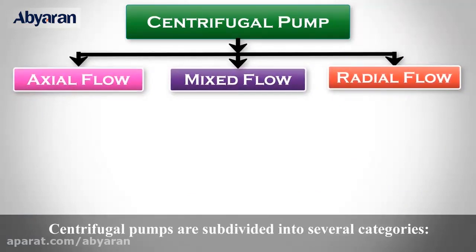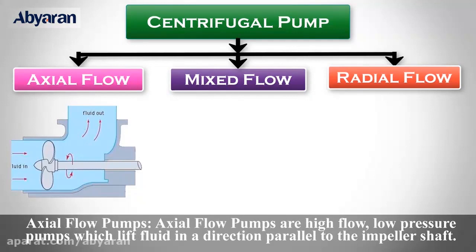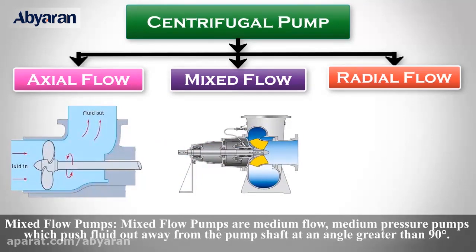Centrifugal pumps are subdivided into several categories. Axial flow pumps. Axial flow pumps are high flow, low pressure pumps which lift fluid in a direction parallel to the impeller shaft. Mixed flow pumps.